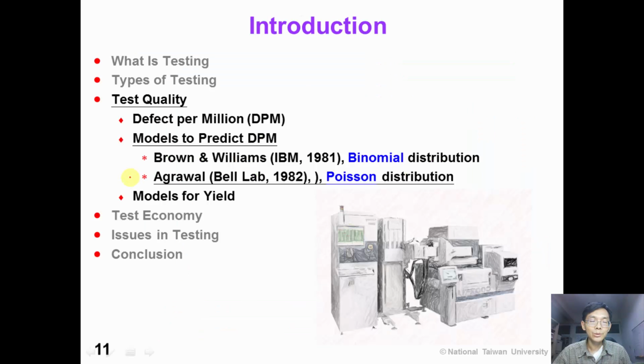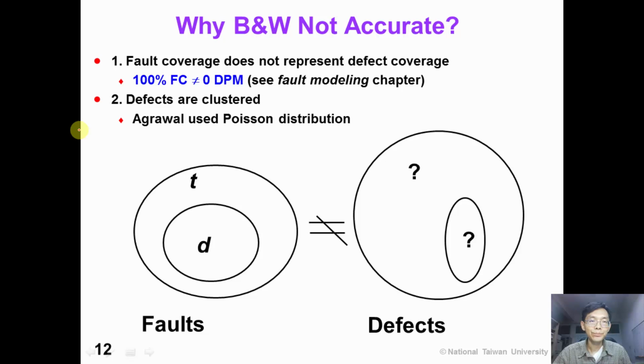Now we will move on to the second model, the Agrawal model based on the Poisson distribution. There are two reasons why Brown and Williams' model is not accurate enough. The first reason is that fault coverage does not represent defect coverage. That means even if we have 100% fault coverage, it does not necessarily lead to 0 dpm.